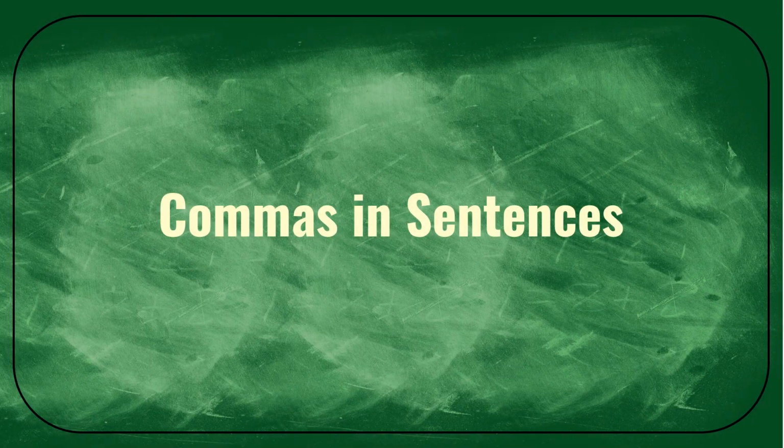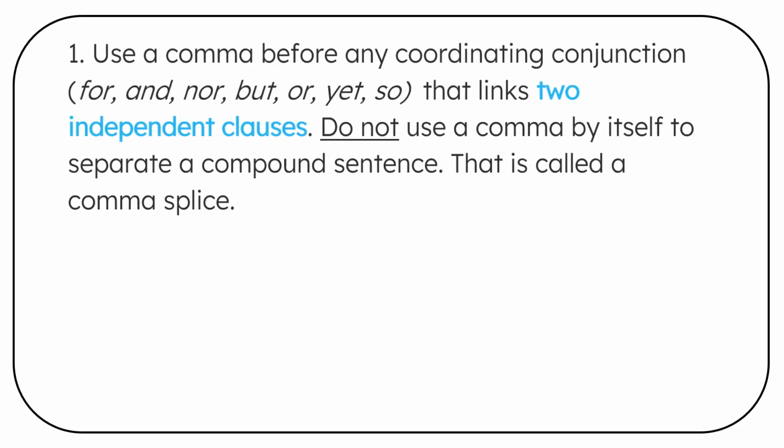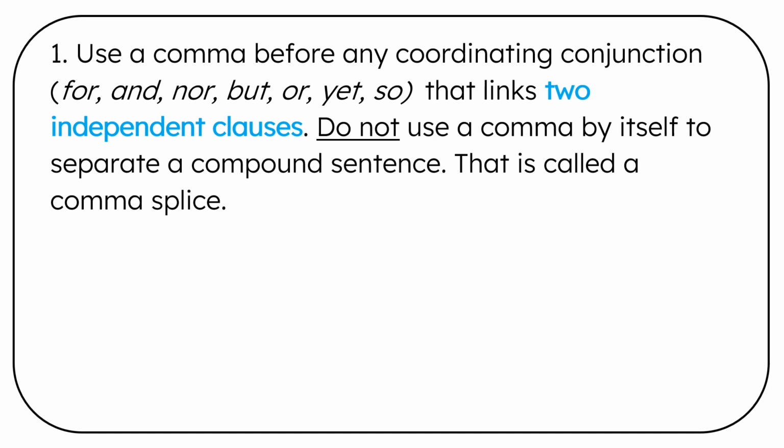Commas in sentences. 1. Use a comma before any coordinating conjunction (for, and, nor, but, or, yet, so) that links two independent clauses. Do not use a comma by itself to separate a compound sentence. That is called a comma splice.